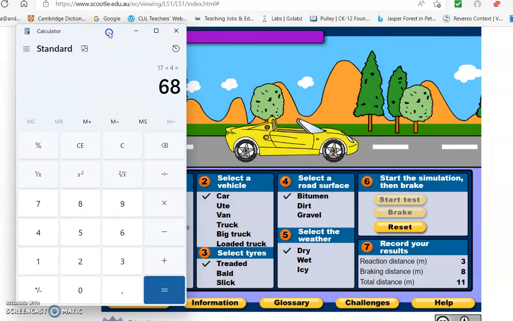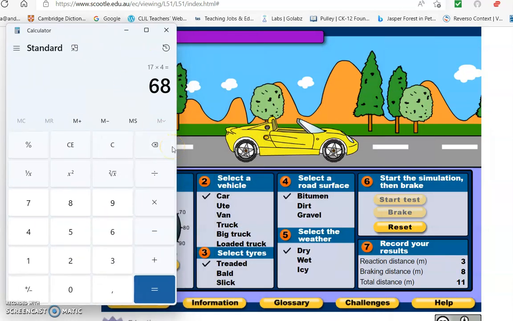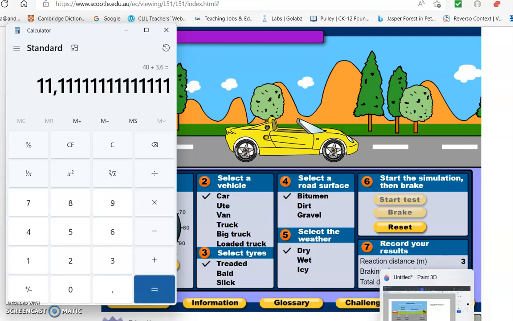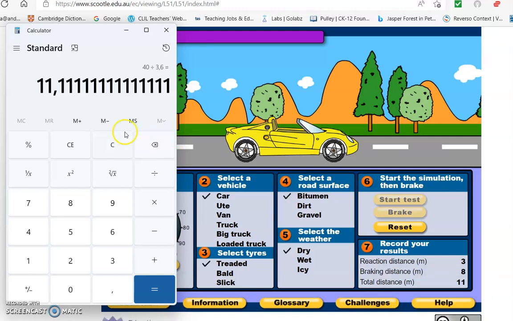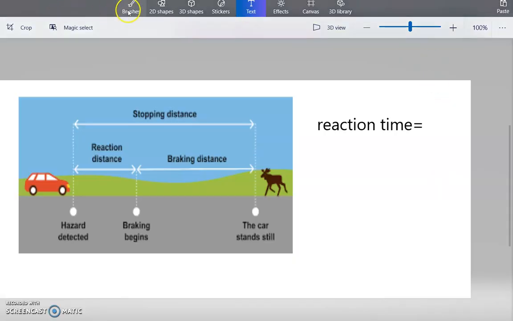So I'm going to calculate my reaction time. Look at that. First of all, 40 kilometers per hour divided by 3.6 is, let's say just 11 meters per second. So 11 meters per second was my initial velocity, right? And the distance is 3 meters. So let me write down here.